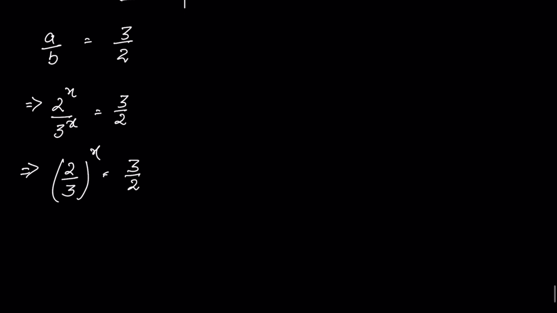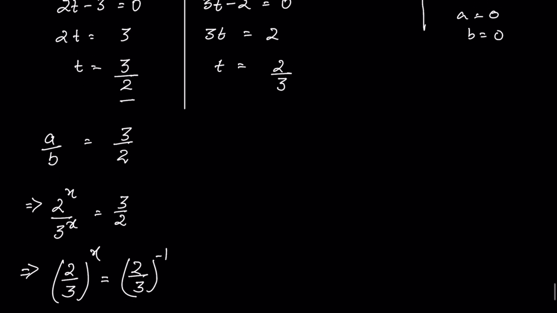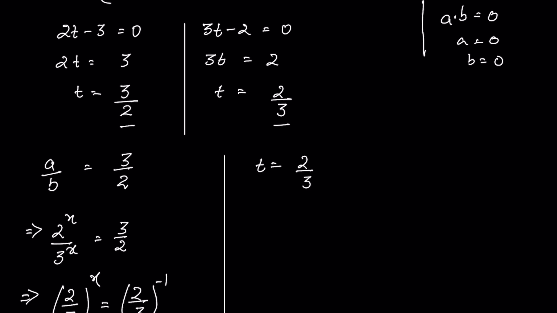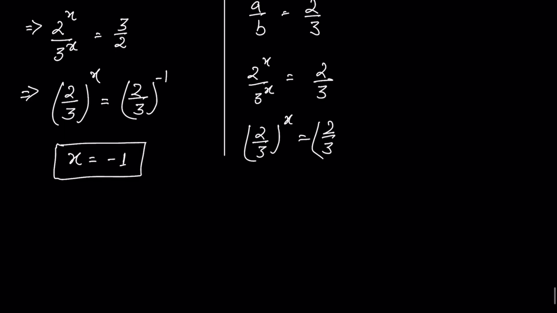Now 3 upon 2 we can also write as (2 upon 3)^(-1). Negative exponent means multiplicative inverse of the base. Now bases are same, so x equals minus 1. So this is one solution. When t equals 2 upon 3, a upon b equals 2 upon 3, or 2^x upon 3^x equals 2 upon 3, or (2 upon 3)^x equals 2 upon 3. So here power is 1, so x equals 1. So one answer is x equals minus 1, and the second is x equals 1.